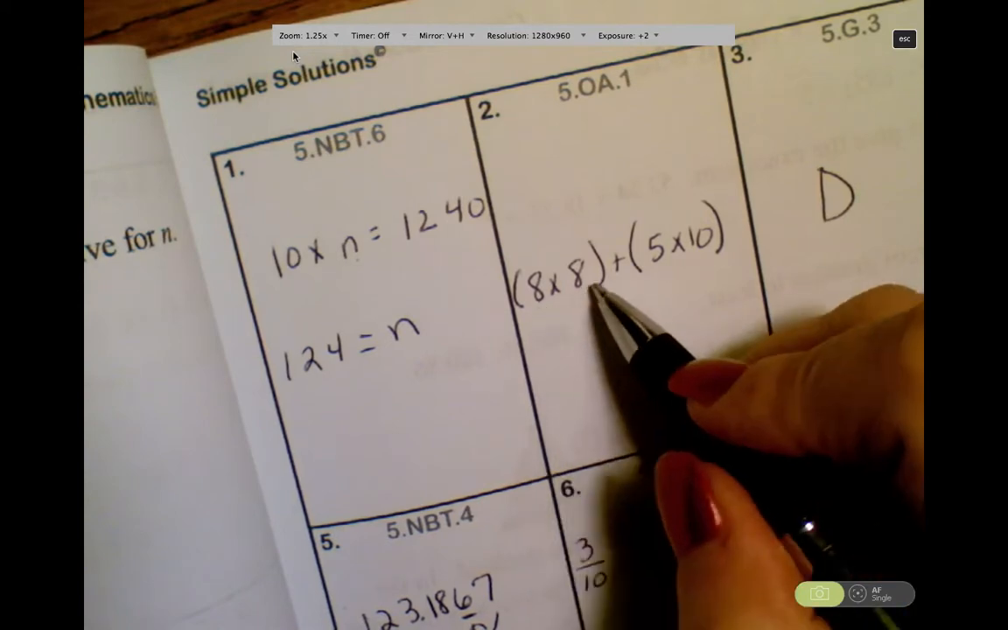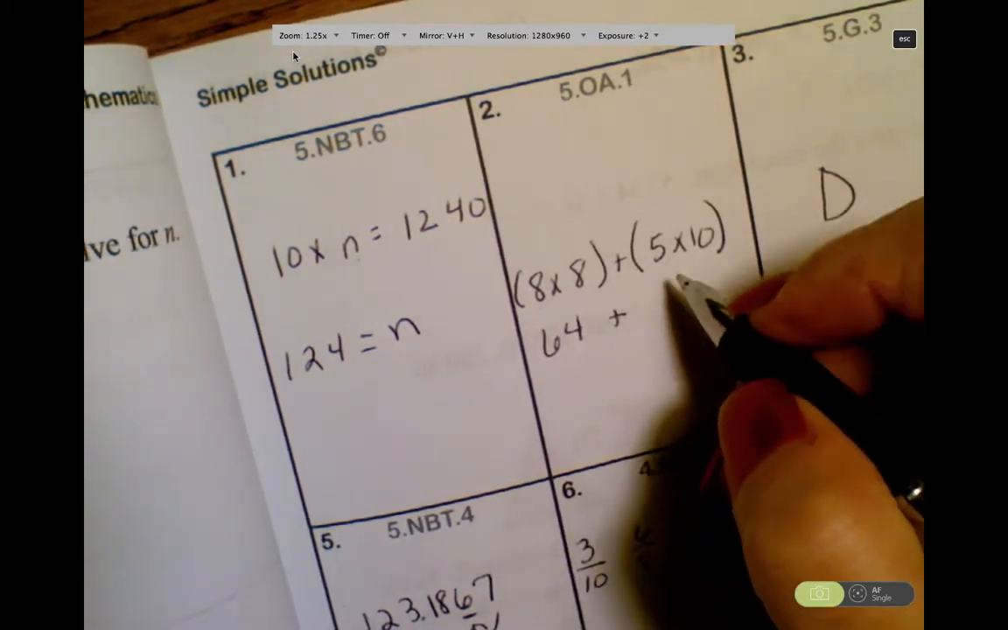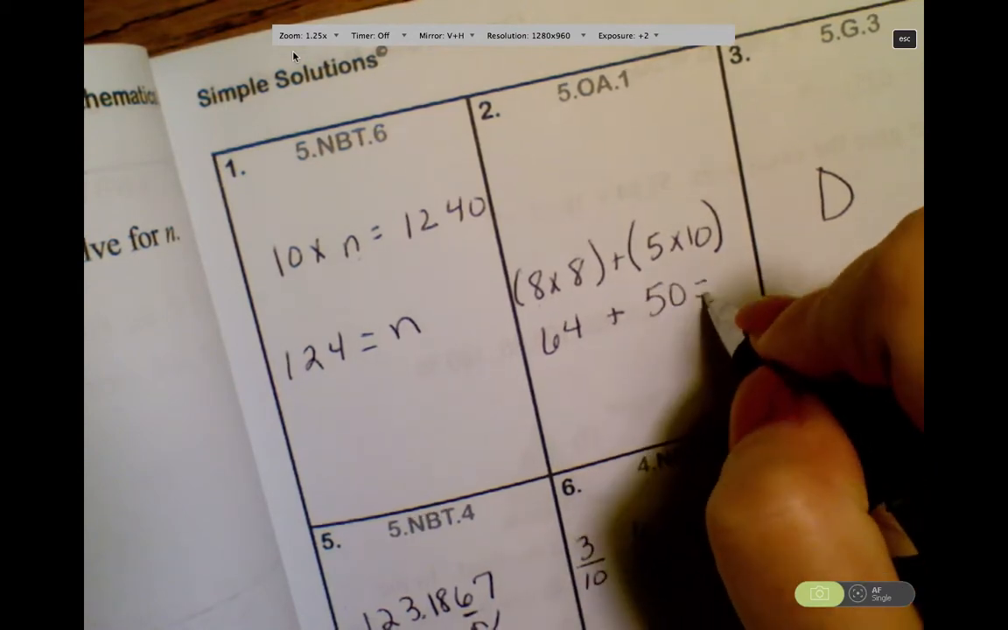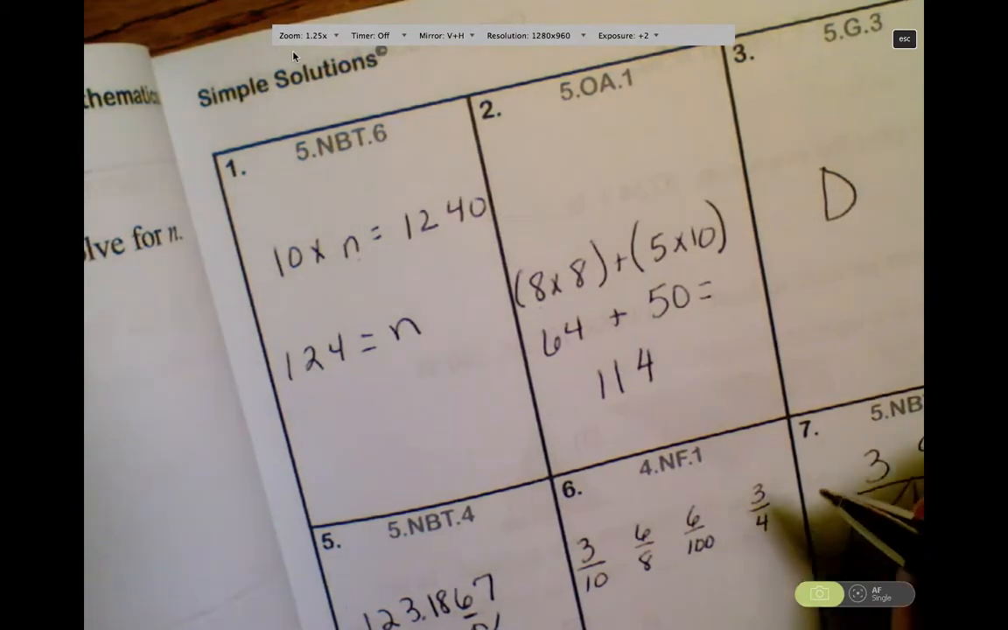I want to multiply 8 times 8 is 64 plus 10 times 5 is 50. And then I want to add these together. This is 4 and 11, 114.